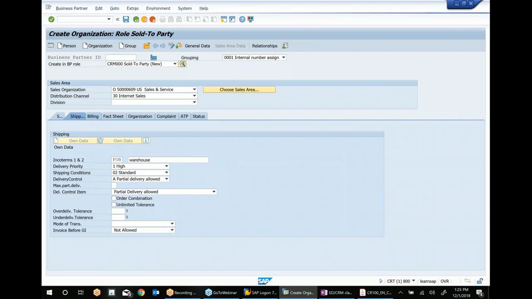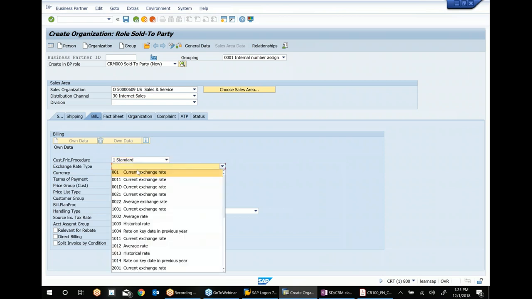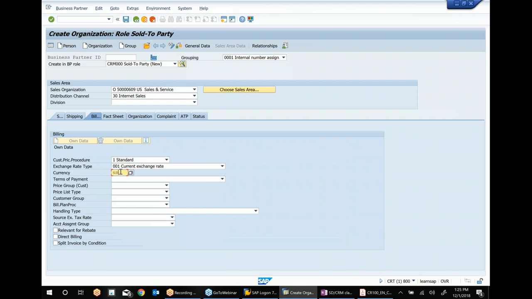We go to billing tab. Here we can define what is my customer pricing procedure, is standard, any exchange rate if you wanted to use any exchange rate, what currency we deal in, US dollars, what is my payment terms, if I have any customer group, industrial customer, any kind of price list, and we can save it.